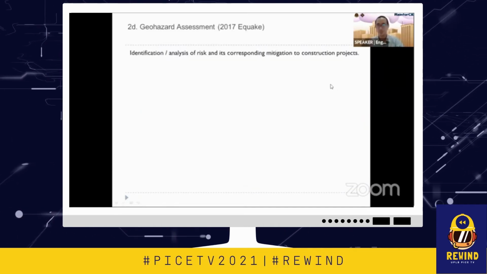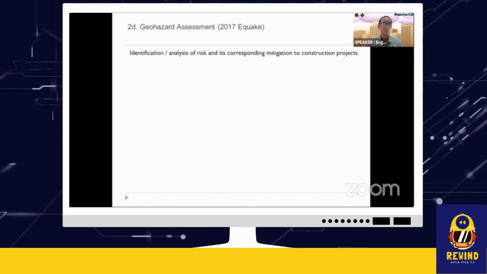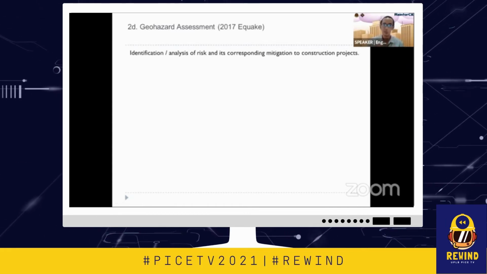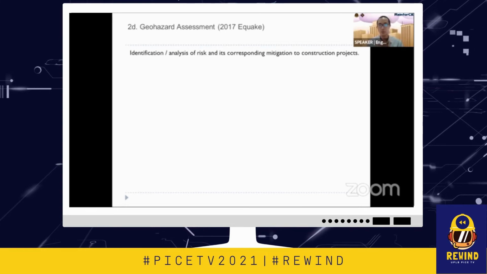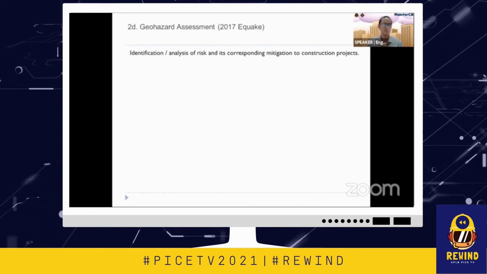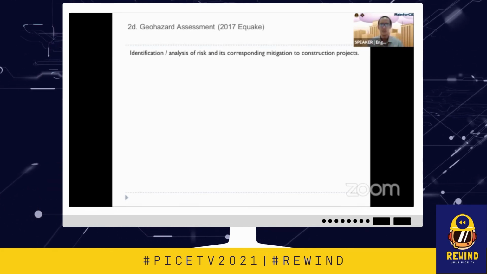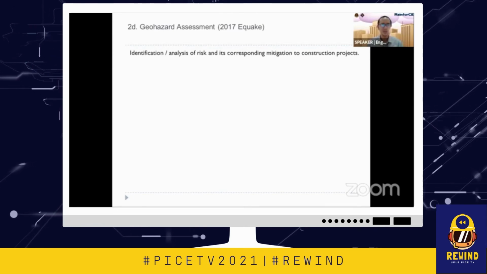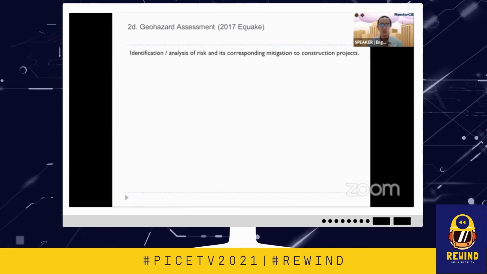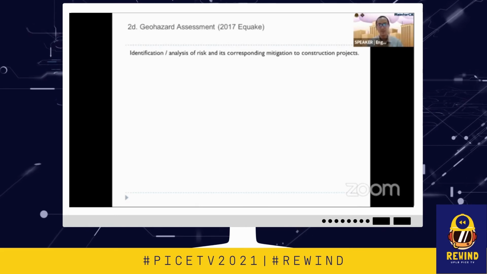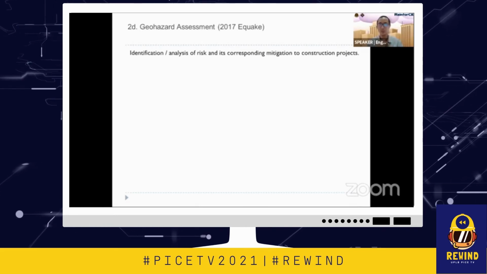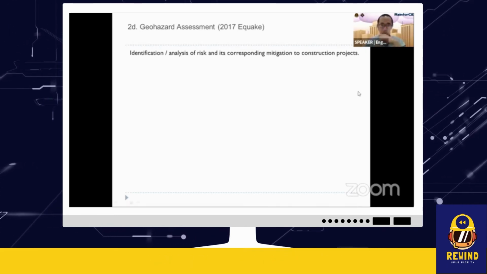Okay, so next I would like to talk about is geohazard assessment. This comes side by side with slope stability. Geohazard assessment is the identification, analysis, risk, and its corresponding mitigation in construction projects.